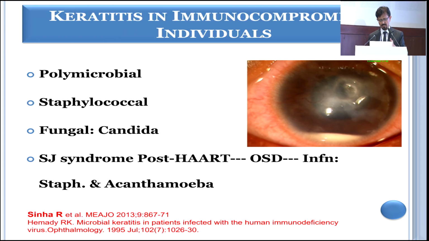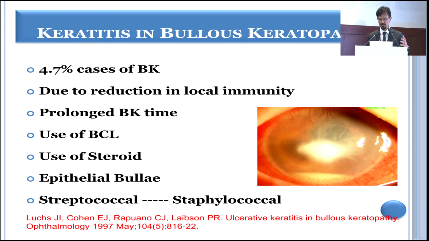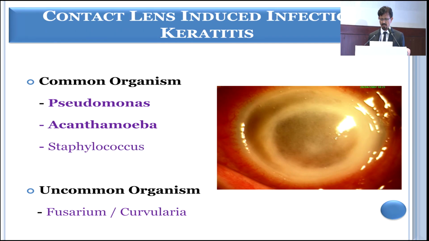And of course, in immunocompromised individuals, you can have polymicrobial keratitis and bullous keratopathy. Again, the local immunity is reduced, so in that case, the flora and fauna on the ocular surface do that. Contact lens induced keratitis is very commonly seen, as I mentioned earlier.